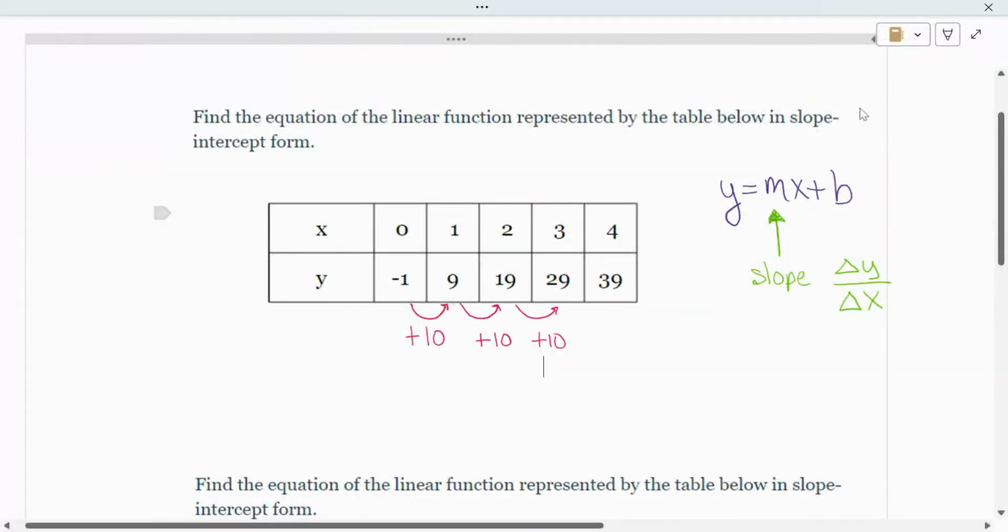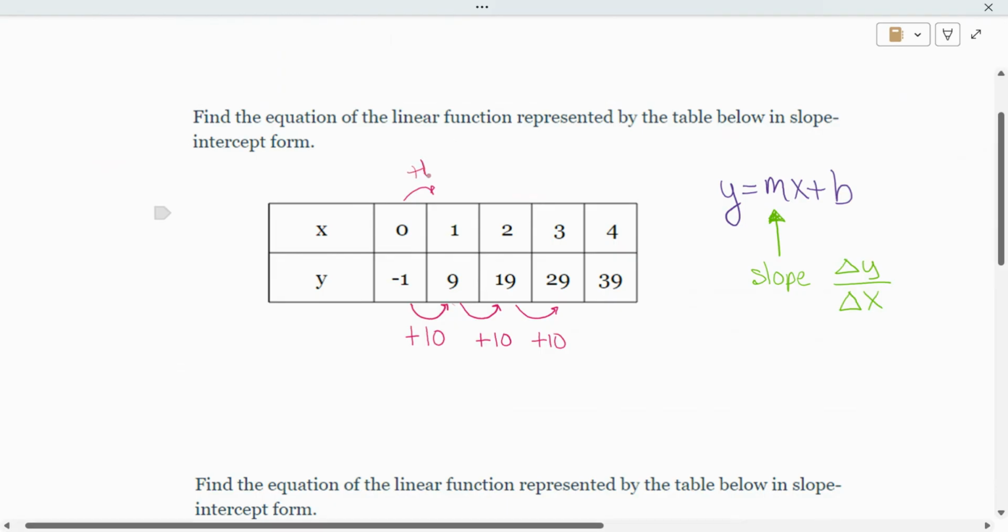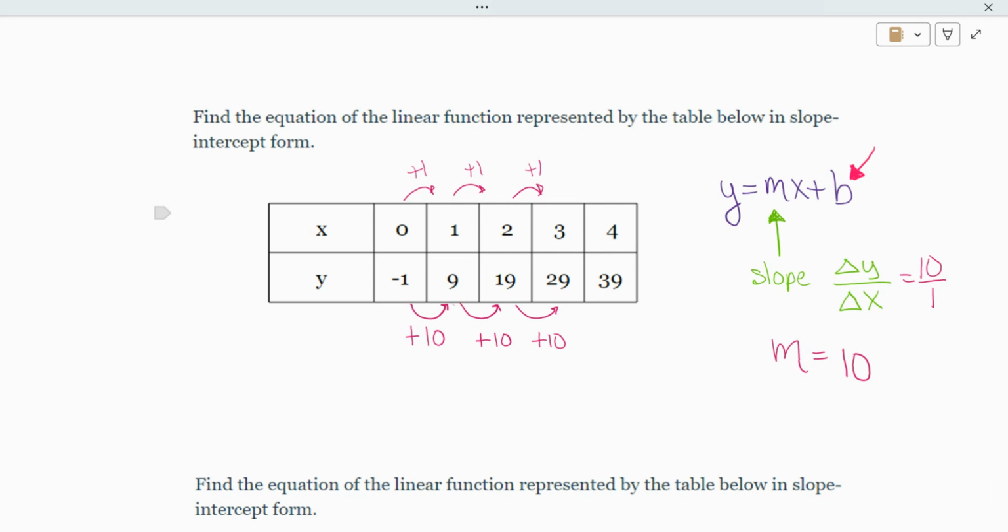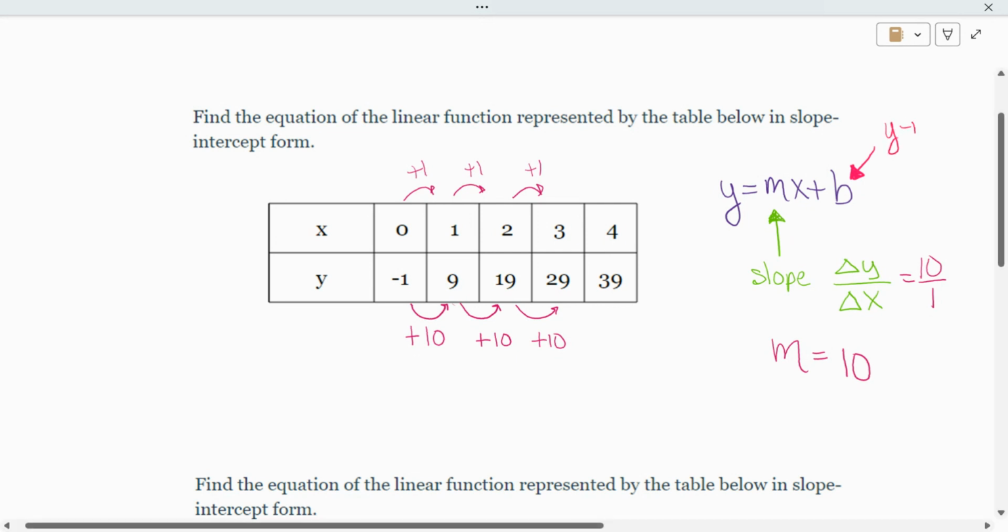So add 1, add 1. When I think about the change in y, which is 10, over the change in x, which is 1, what is the slope of my line? What is 10 over 1? It's just 10. Absolutely. What does this represent in y equals mx plus b? It represents the y-intercept.